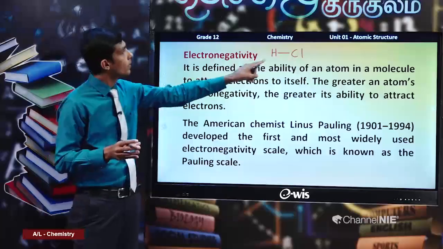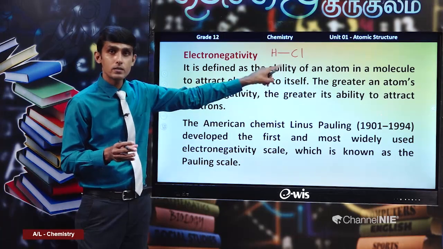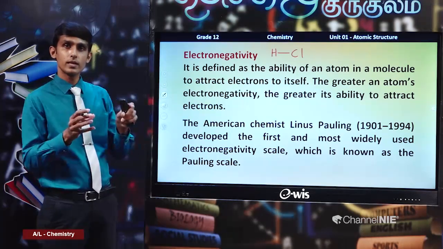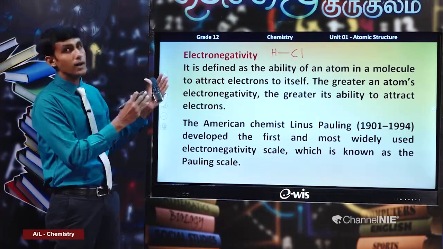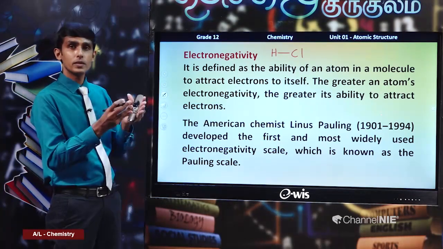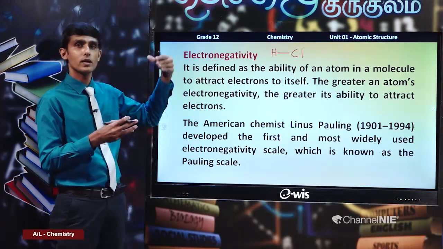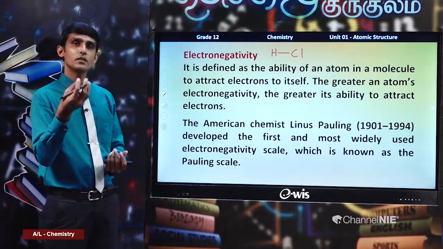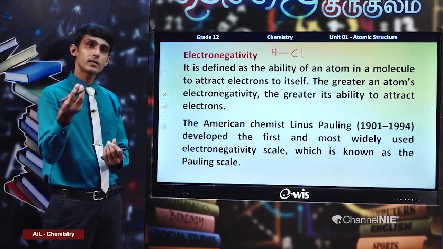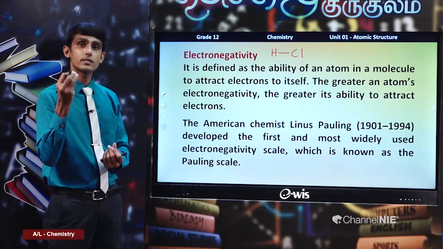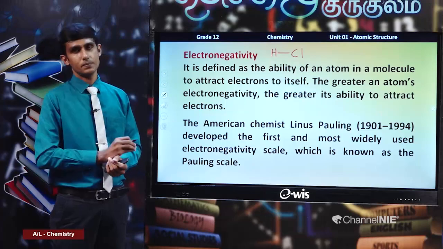Here you have two atoms of two different elements. So two different tendencies to attract the bond electrons towards themselves. Therefore, this electron pair will not be distributed evenly. This type of a bond is known as a polar covalent bond. So, the ability of an atom of an element to attract bond electrons towards itself is defined as the electronegativity.